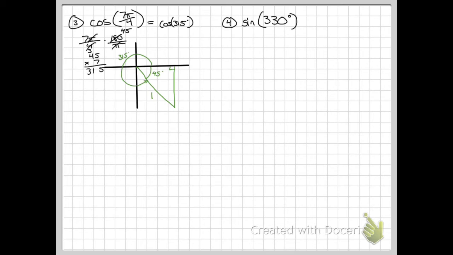I'm not going to show that work every single time. 45, 45, 90. Both sides are root 2 over 2. But the point might have some negatives. So look at where it is on your xy axis. Right root 2 over 2 is positive, but down root 2 over 2 is negative. And this question said cosine, so the answer is the x value. Cosine comes before sine in the alphabet, x comes before y in the alphabet. Root 2 over 2 is the answer. Try number 4. 330 degrees.